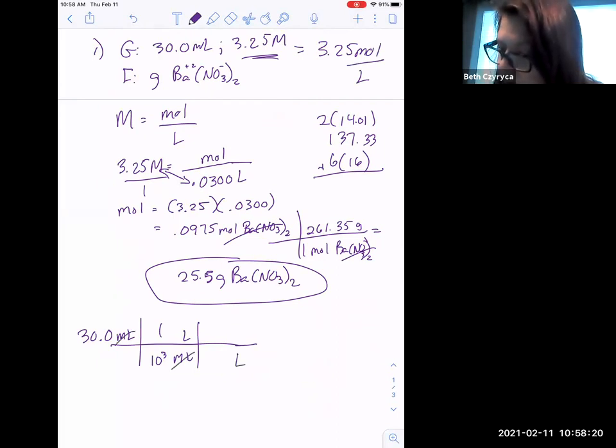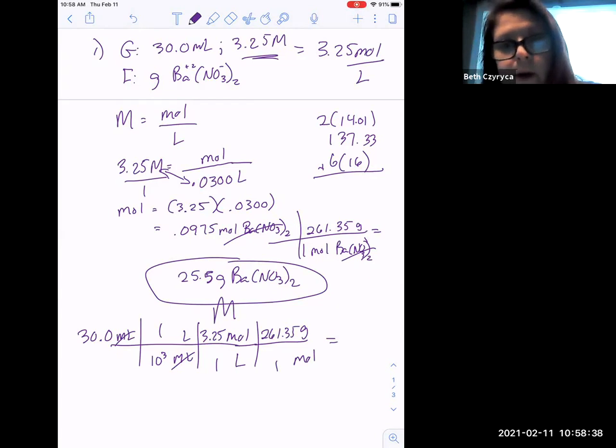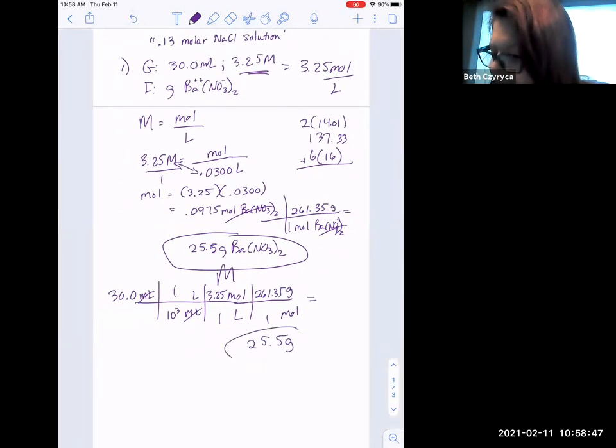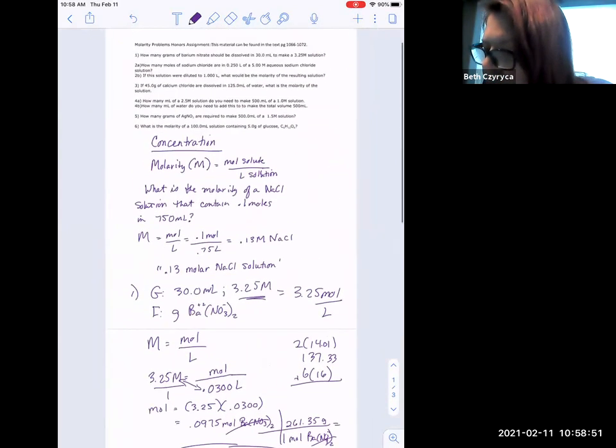So now I have liters. Moles per liter is 3.25. That's the molarity. And then I have moles, and then I can go to grams. You put it in the calculator and you get 25.5. How do you like that? It's up to you, whichever way you want to do it. But that's a good way, I think.